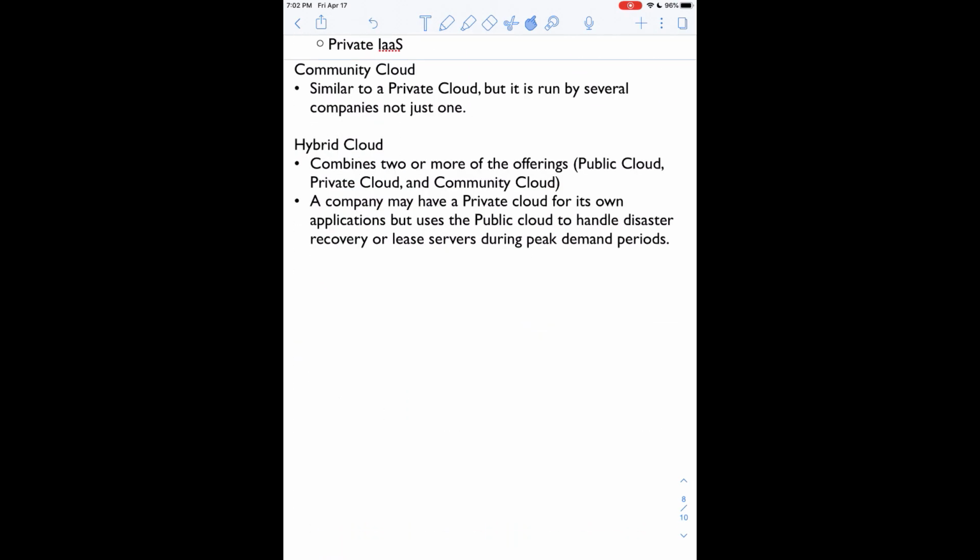And the last one's hybrid computing. In hybrid computing, we combine two or more of the offerings, so public cloud and private cloud or community cloud, and we combine them all into one cloud environment. In some cases, you may have a private cloud for your own application, but as you're starting to expand, you may have to expand into the public cloud. It may happen fairly quickly or a lot faster than you think it does.